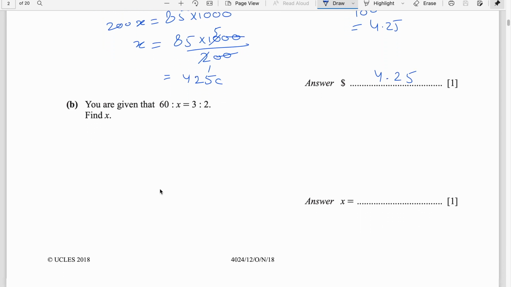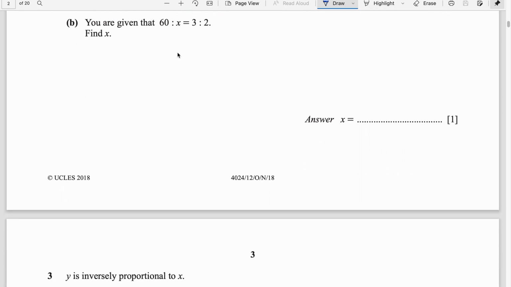You are given that 60 ratio x is equal to 3 ratio 2. So 60 ratio x is equal to 3 ratio 2. Cross multiply. 60 into 2 is equal to 3x. 60 into 2 by 3 is equal to x. 3 1 times, 3 20 times. 20 into 2 is 40.